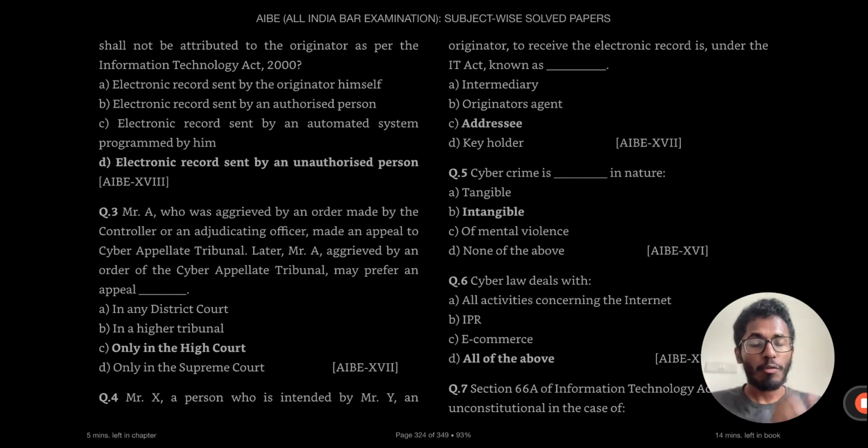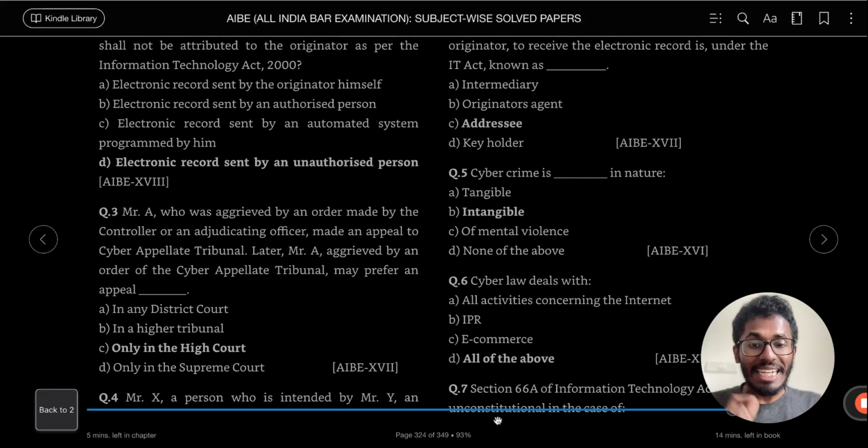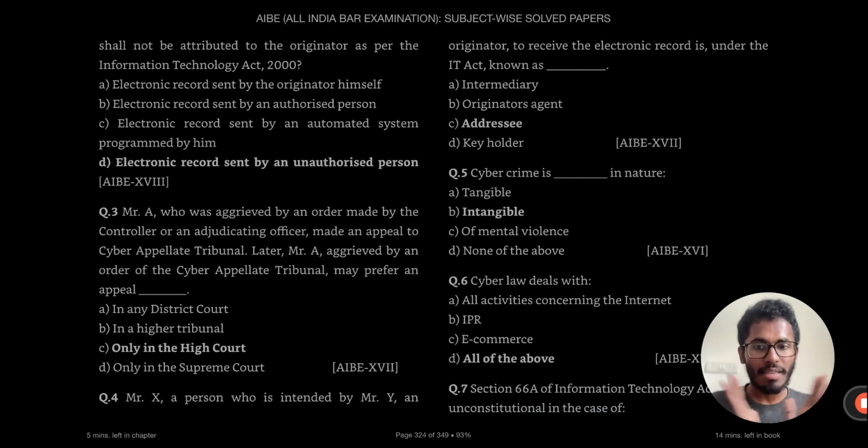That's possible. Now the fourth important question: Mr. X, a person who is intended by Mr. Y, an originator, to receive the electronic record, is under the IT Act known as dash. It is known as addressee. Remember, this is a very simple question.